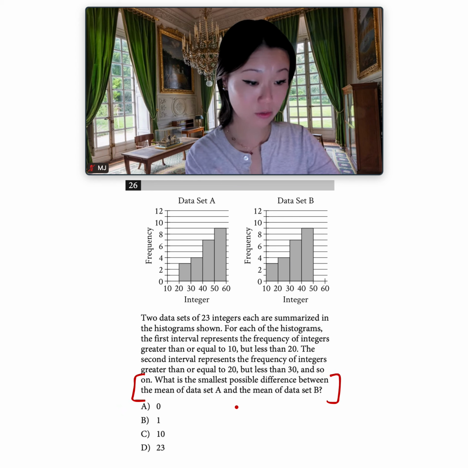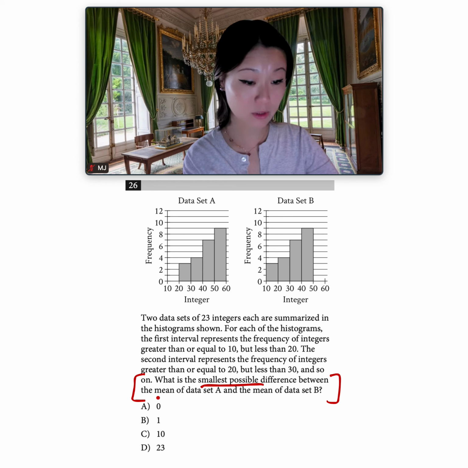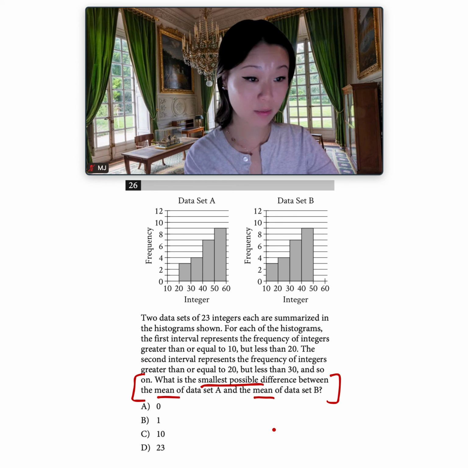Based on these two sets of data, we're trying to find the smallest possible difference between the mean of one of them and the mean of the other. So, if we can try to make these data sets as similar to one another as possible, then it would follow that their means would be as similar to one another as possible.